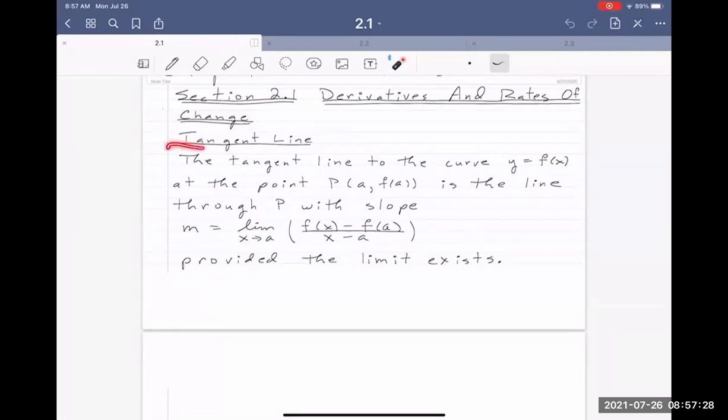So first, tangent line. The tangent line to the curve y equals f of x at the point a, f of a, is the line through the point P with slope m equaling the limit as x approaches a of the following difference quotient, f of x minus f of a over x minus a, provided that this limit exists.